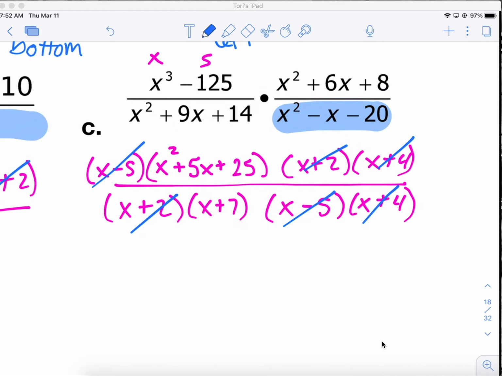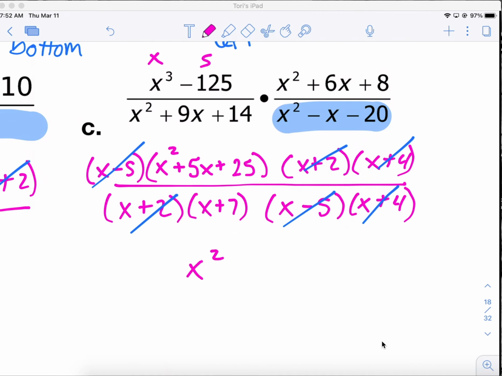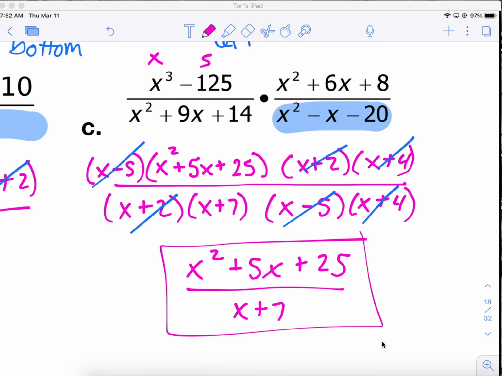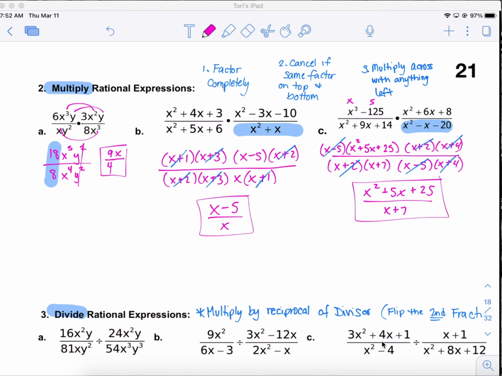So the only things I have left, I don't really have to put back together. They are singular. So x squared plus 5x plus 25. There's nothing else on the top that I need to multiply together with him. Same thing on the bottom. X plus 7 is the only thing there. So I don't need to do anything else. That is my final answer. No parentheses. Okay. All right, if you need to pause that top multiplication section, do that now.